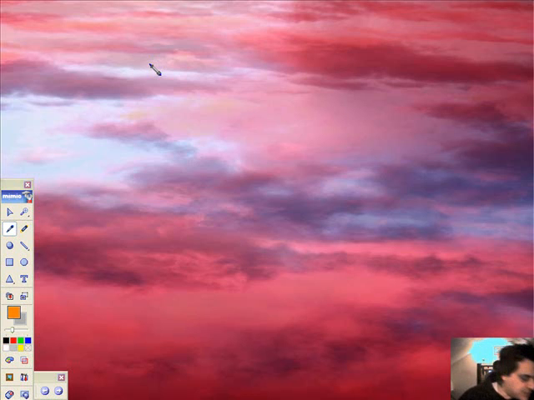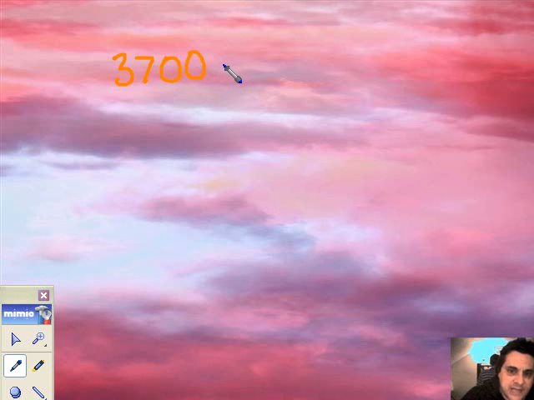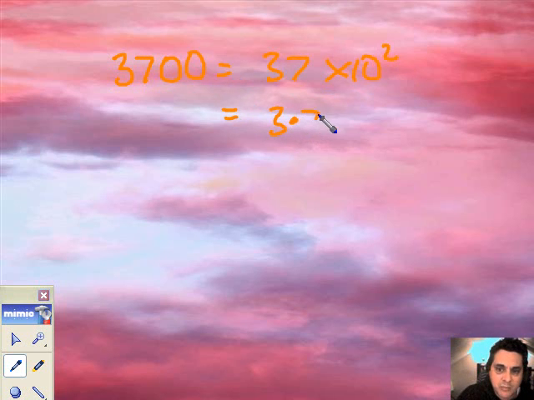So jumping straight into question 1A, I've got to write 3,700 in standard form. Well, somebody may write 37 times 10 to the power of 2. Well, that's disallowed because the complete and accepted answer is 3.7 times 10 to the power of 3. As you can see, starting from here, you allow the first integer, then you count 1, 2, 3. It's 3.7 times 10 to the power of 3.